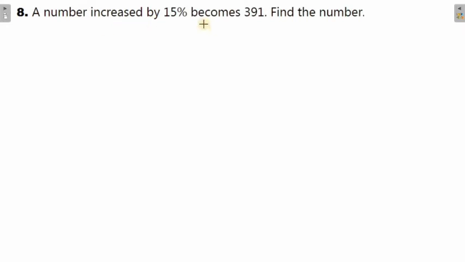Let's move to the next question. The next question is a simple one, which says, a number is increased by 15%, and when it is increased by 15%, it becomes 391. The question is asking you to find the number. This question is pretty easy. Let me take the required number to be x. According to the question, this is the initial number, so when you increase it by 15%, your resulting number becomes 391.